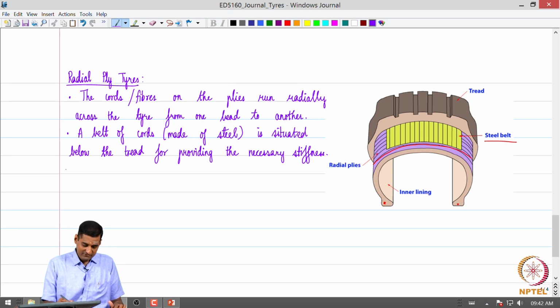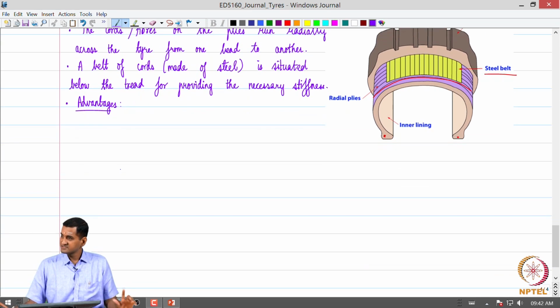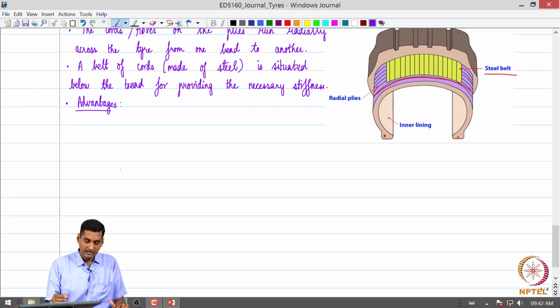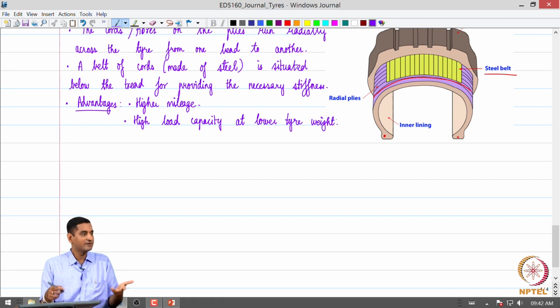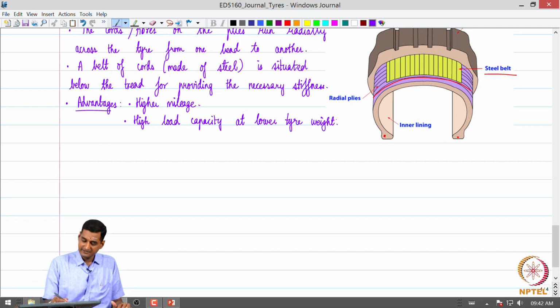So, what are the advantages of these radial tires over bias ply? Because today radial tires have become the preferred choice. So, what are the advantages that they give? Typically, they result in higher mileage, that means better life, and they have higher load capacity at lower tire weight. That is an attractive feature because we want to decrease the mass of the tire also.